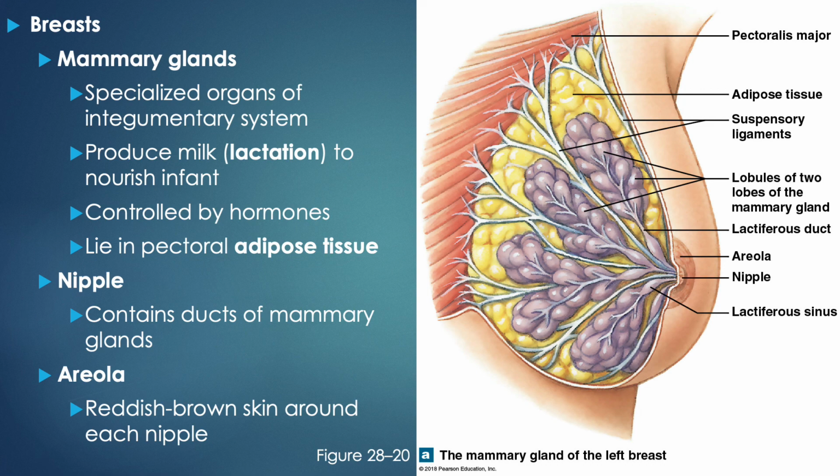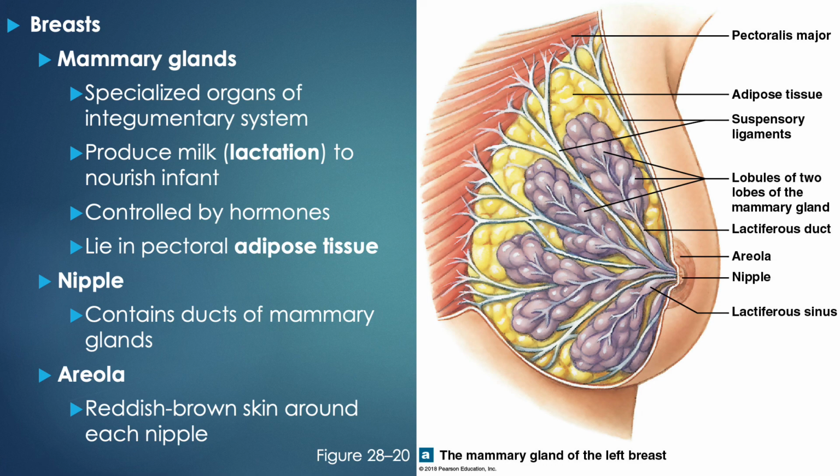Breasts are known as mammary glands, and these are specialized organs within the integumentary system, which is our skin. These mammary glands then will produce milk through a process called lactation to nourish an infant. Lactation is a process that is controlled by hormones, and overall the development of mammary glands is also controlled by hormones. These lie in the pectoral adipose tissue. The nipple is going to contain ducts of mammary glands, and the areola is that reddish-brown, slightly hyperpigmented skin that circumferentially surrounds each nipple.